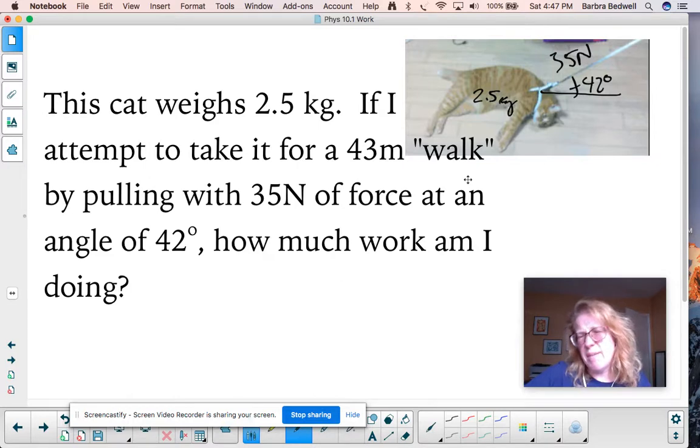It's actually not, my cat's way heavier than that. It's only about a 5-pound cat. My cat's like a 10-pound cat.